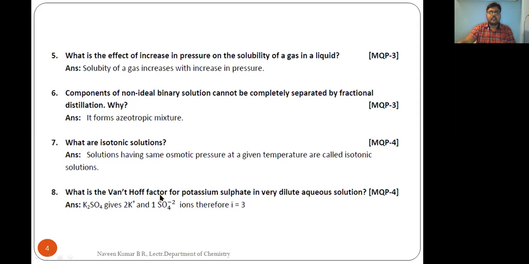What is the van 't Hoff factor for potassium sulfate in very dilute aqueous solution? I have not mentioned the formula to calculate here. Directly the answer is specified. You can recall how to calculate the van 't Hoff factor. i is calculated as the number of particles after dissociation divided by the number of particles before dissociation. I have told you to remember A by B: the first alphabet A in the numerator divided by the second alphabet B. A for after, B for before, whether it is dissociation or association.